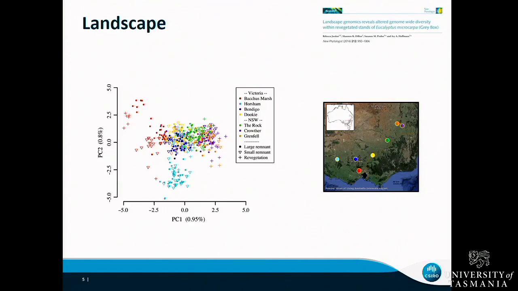So that was looking at individuals. We then wanted to look at the sites themselves and think about the lovely graph that Jason had up earlier about how related those sites are compared to the geographic distance between them.